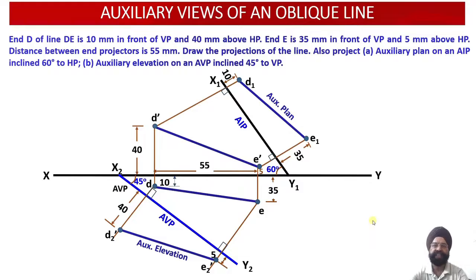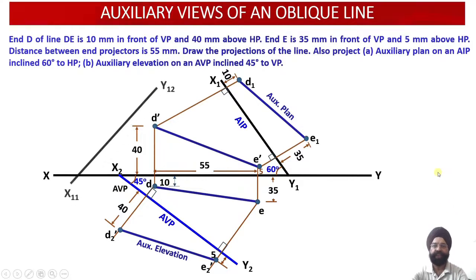So in this lecture we have talked about the basics of the auxiliary plane. Besides this, the two applications of the auxiliary planes we have discussed, that is how to evaluate the true length of the line. So we have also discussed the comparison of the rotation of the line method with the auxiliary plane method. And then the second application of the auxiliary view, that is evaluating the auxiliary views with respect to AIP and AVP. How do we evaluate that? And the remaining applications of the auxiliary views we are going to take up in the next lectures.